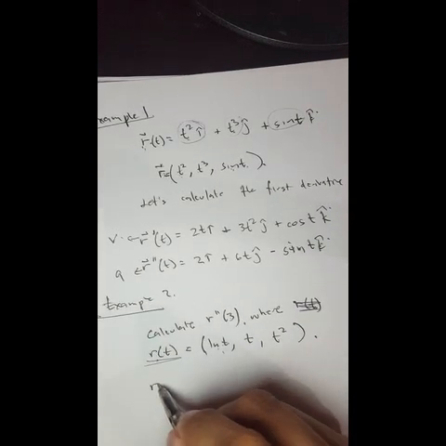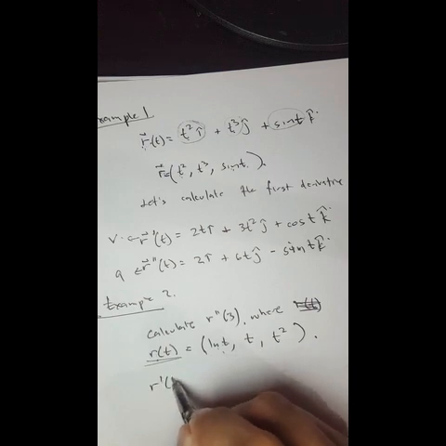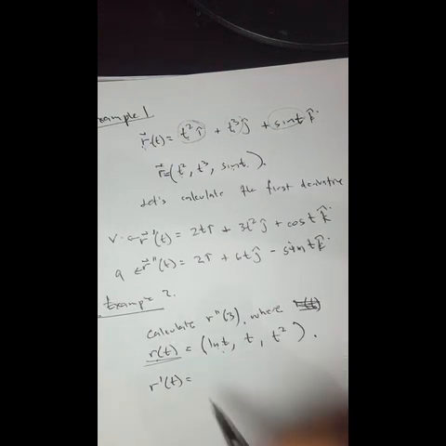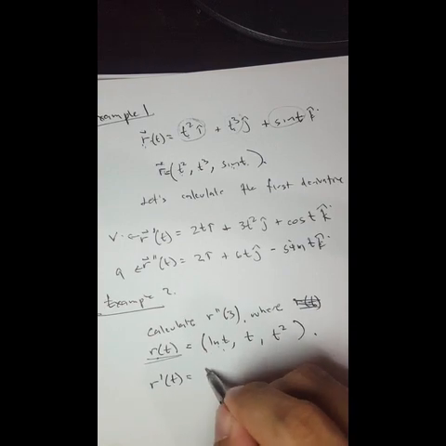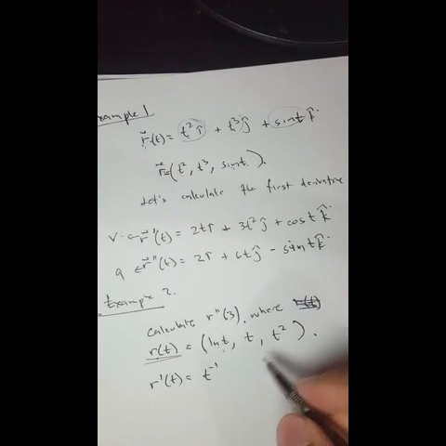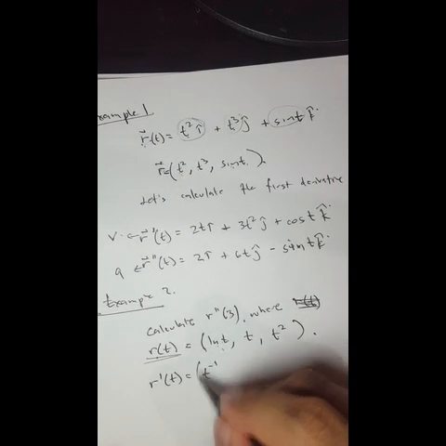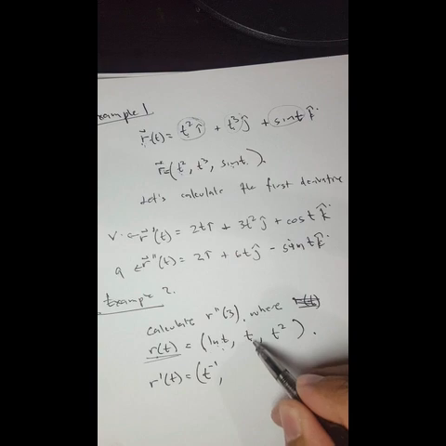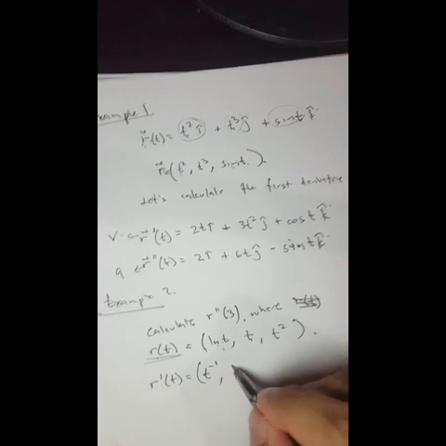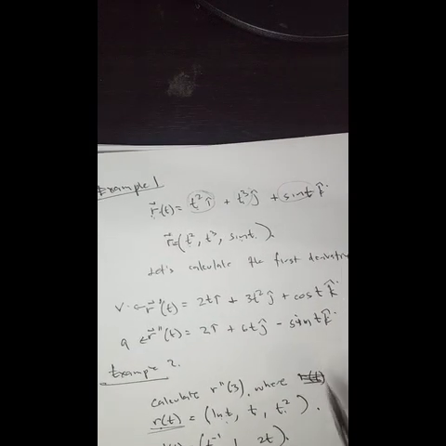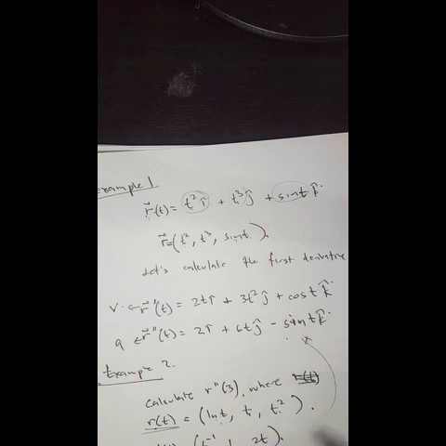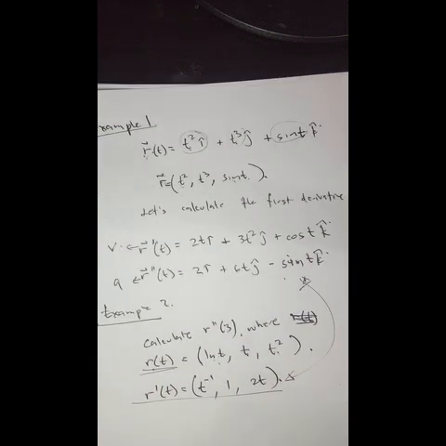Okay, so to do that, let's first take the first derivative. What is the derivative of ln t? It's just t to the negative 1. And then what's the first derivative of t? It's just 1, and this one is just 2t. By the way, I did not write it in terms of these Cartesian notations, but it's just the same.